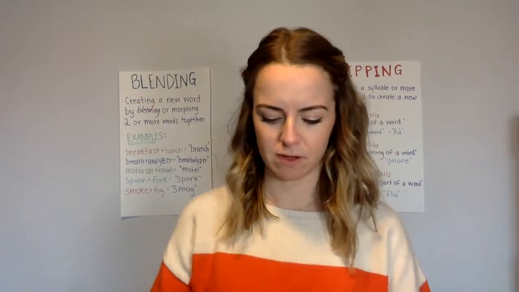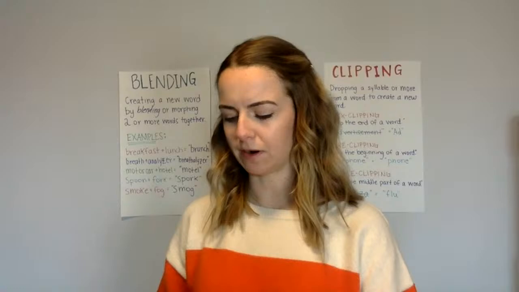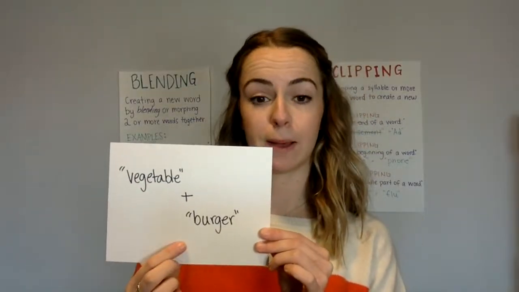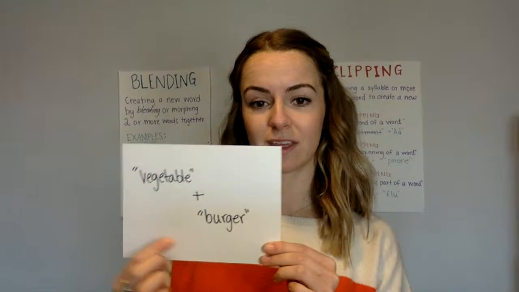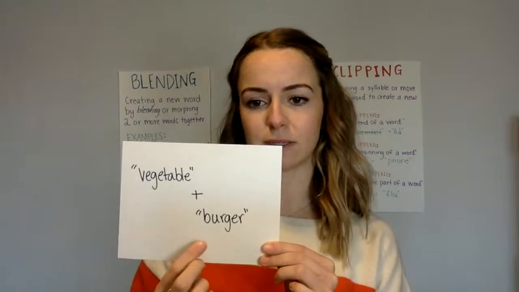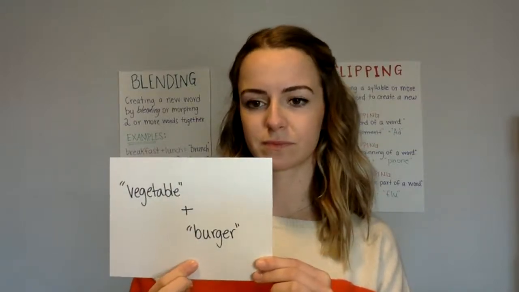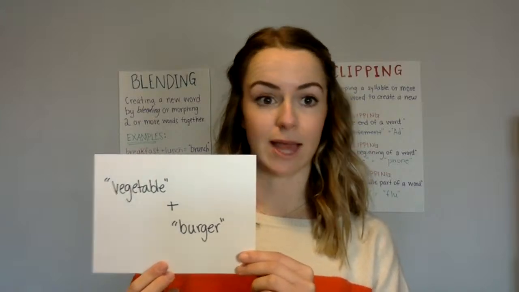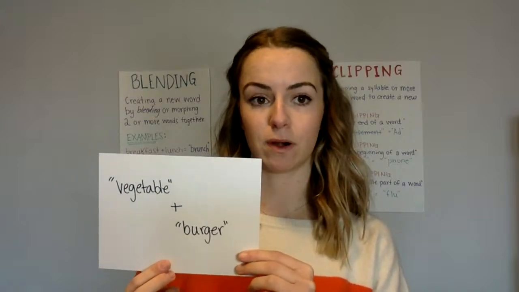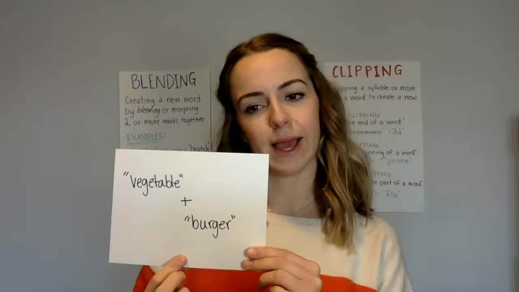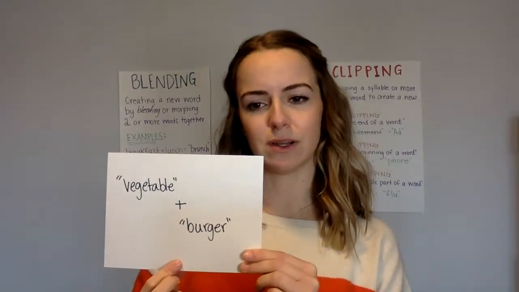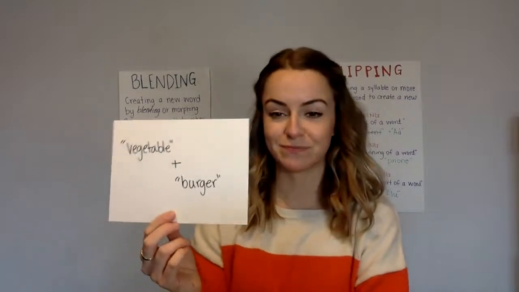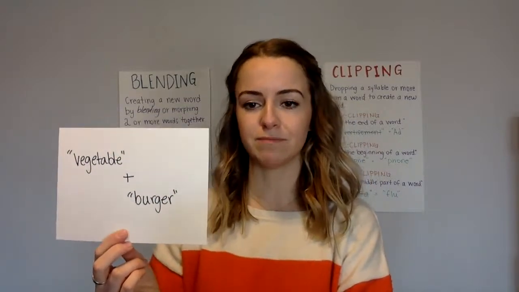Okay, so we're going to move on. I have a few more for us. How could we do vegetable plus burger? Vegetable plus burger. So if you don't want to eat a burger that has meat, you could ask for a vegetable burger. But how would we blend this word? How could we blend vegetable burger?